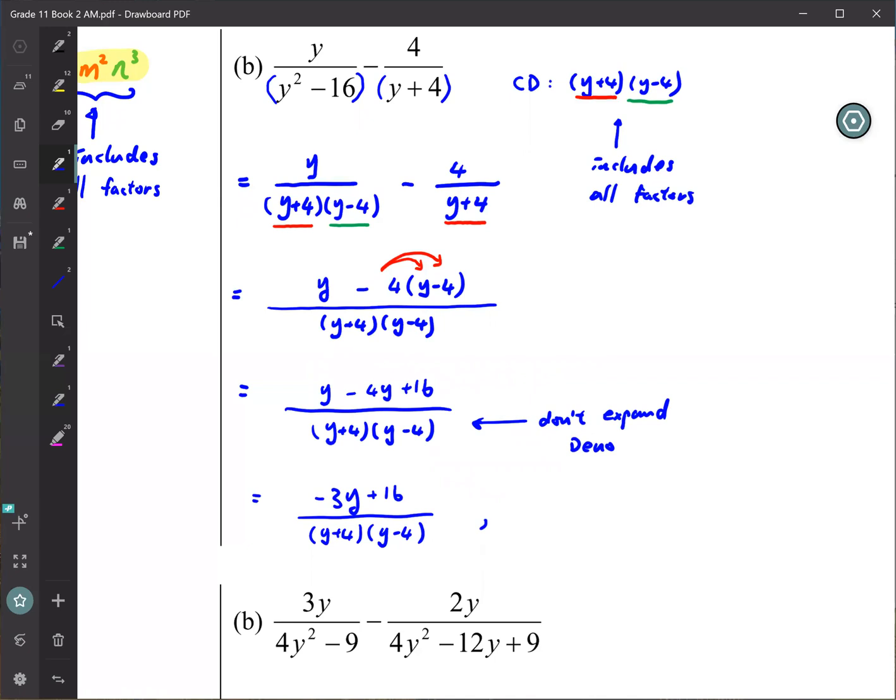Sarah, are you there? What is this restriction for this one? Oh, sorry, I didn't hear you. Restrictions. Y cannot equal negative 4 and 4. Yeah, very good. Okay, y cannot equal negative 4 and 4.